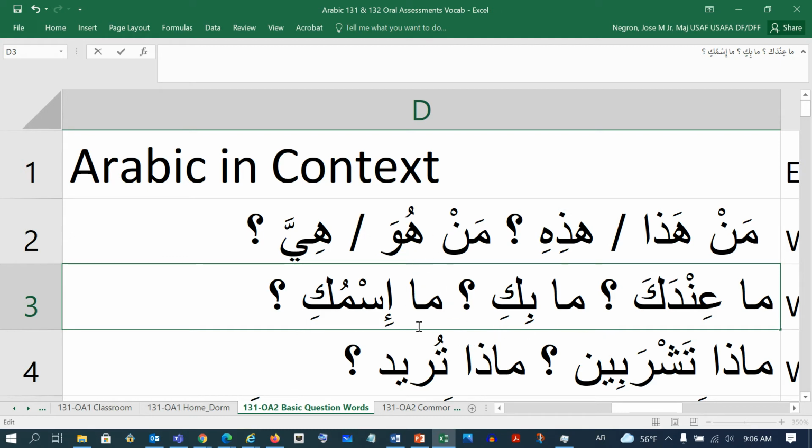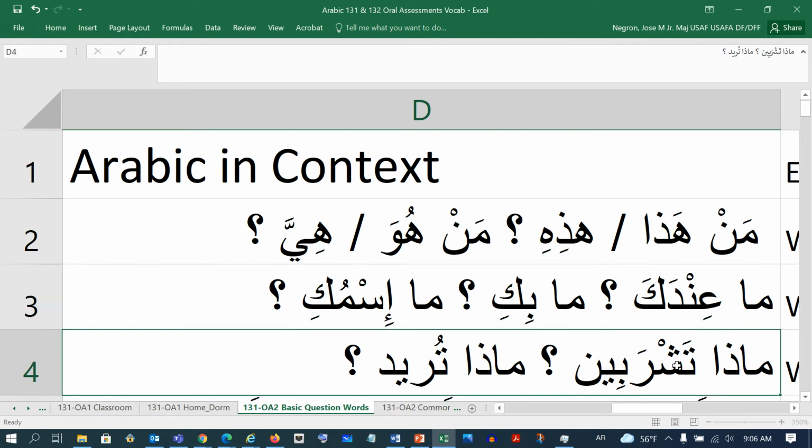So remember, ma precedes anything that is not a verb. And remember, the verb "to be" in English is of course a verb, but if it's not written, if it's implied, then there's no verb there. So ma is then followed by a noun or a preposition or an adjective or something else, right?